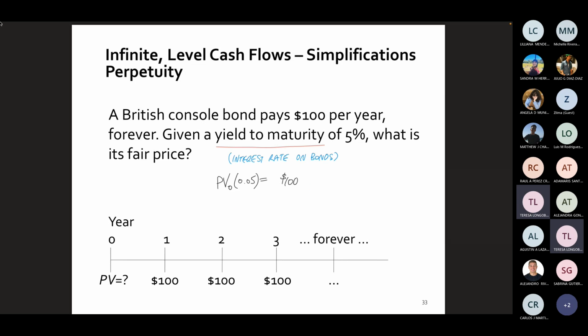So this is a different kind of relationship. So this is new. So what would the price be? What do you get?